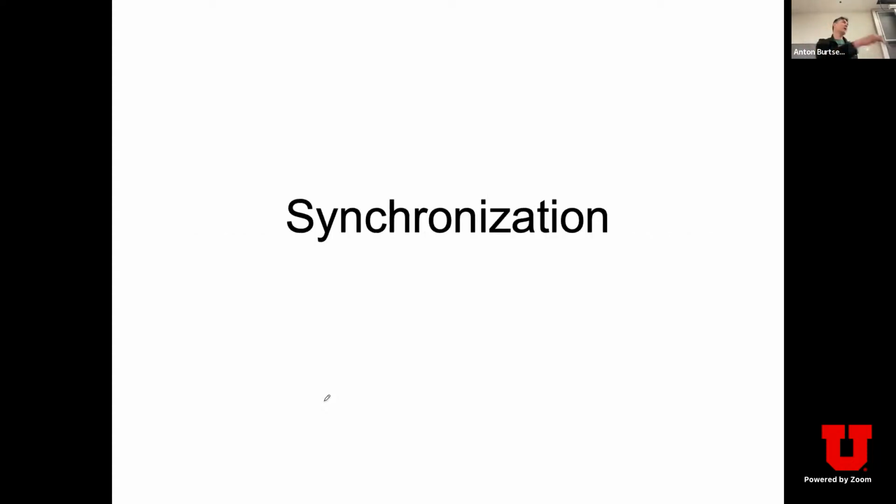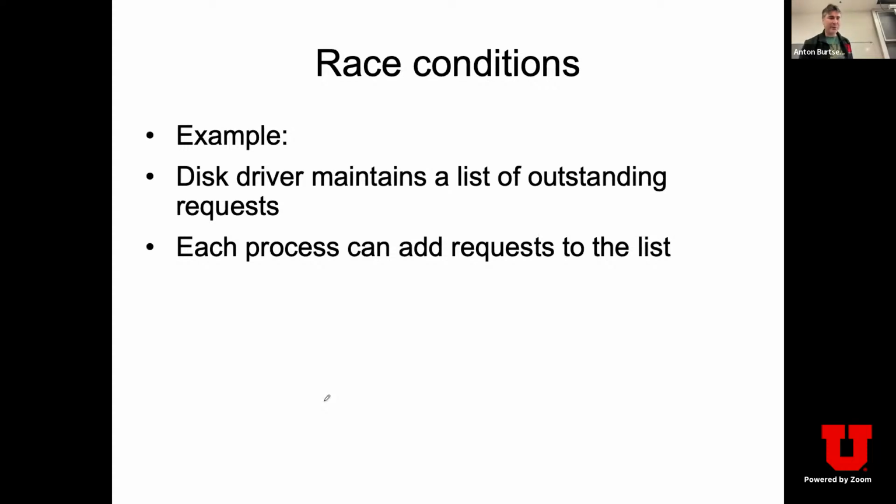And now we arrive at this topic of synchronization. Roughly speaking, why do we need locks to begin with, right? Let me illustrate it with an example. The minimal example I was able to come up with: imagine you have something like a disk driver, and maybe each process in the system, through a file system, adds requests to a queue, which we implement as a linked list.